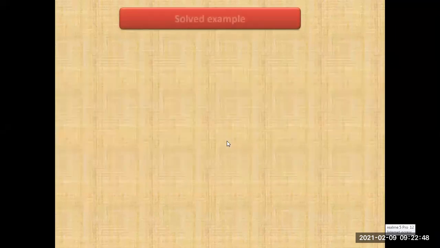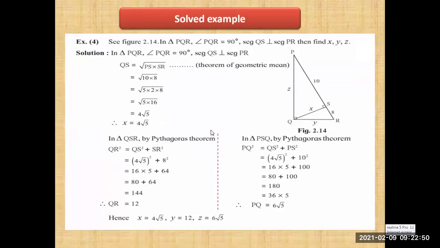Now next question. Yes, see the figure. Such a type of question may be asked for 3 or 4 marks. See, in triangle PQR, angle PQR is equal to 90 degrees. QS is perpendicular to PR. So here we have to find the values of X, Y, Z.